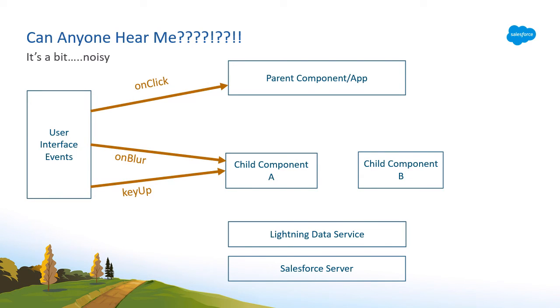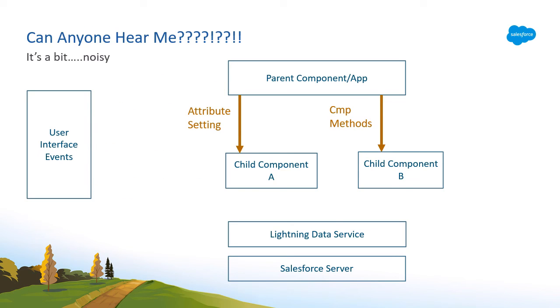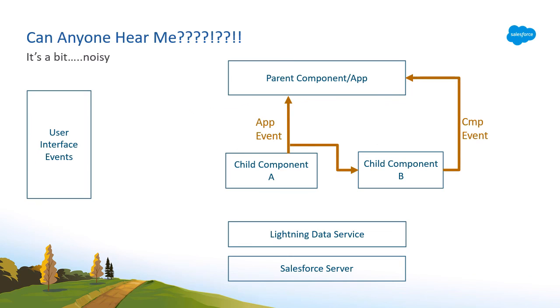So we've got our onClick, our onBlur, our onKeyUp. Those are the events that are going to be passing in from the user interface to the parent and to the children. We've got our parent component, and when it needs to communicate down to its child components, in general, it's going to be doing that via attribute setting and via component methods. Child component needs to communicate. It's going to be using either component events just to go up the hierarchy or app events to go system-wide.